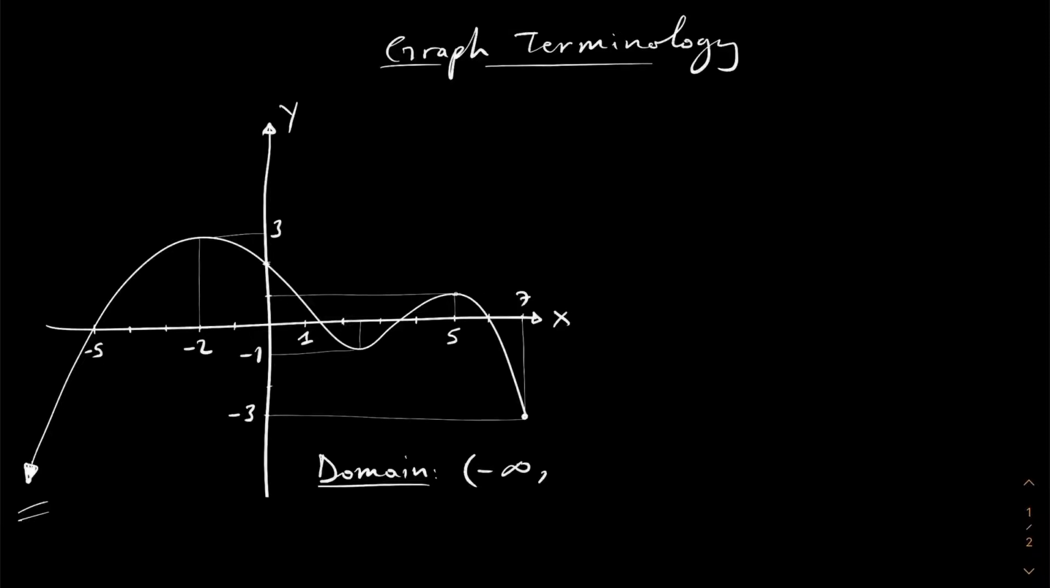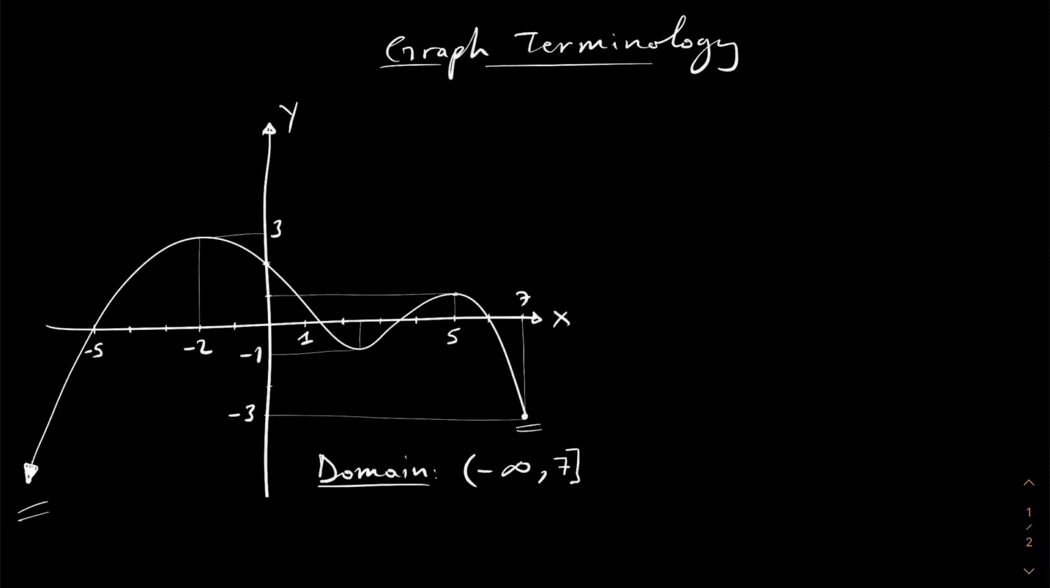and our largest value is going to be, if you look on the right side here, the fact that I have a dot here means that the function stops and does not go forever. And so that's going to be right here at 7. And so we're going to have the interval negative infinity, comma, 7 as our domain.